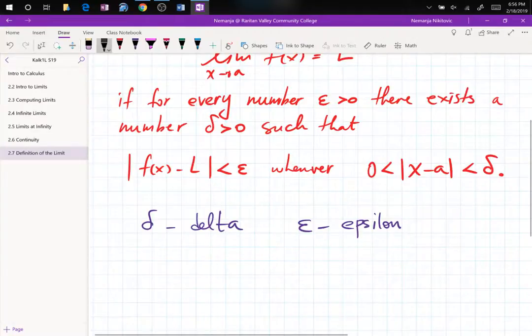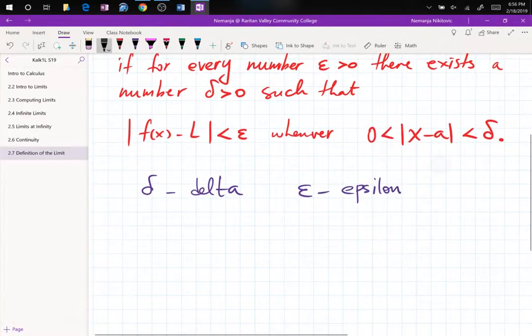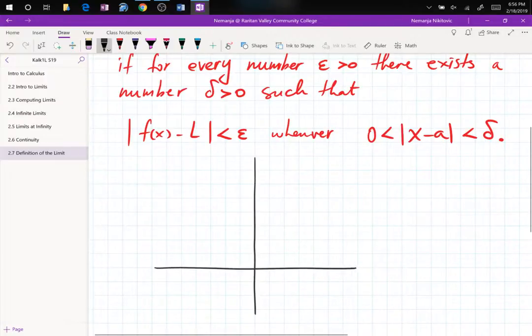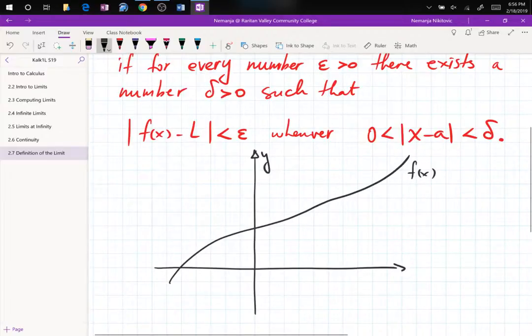Now, to understand what this means, I'm going to put this somewhere else and draw the picture. And this is the same one that you have seen 5,000 times so far. So I'm just going to draw some arbitrary function f of x. I'm going to put my a and its corresponding L.